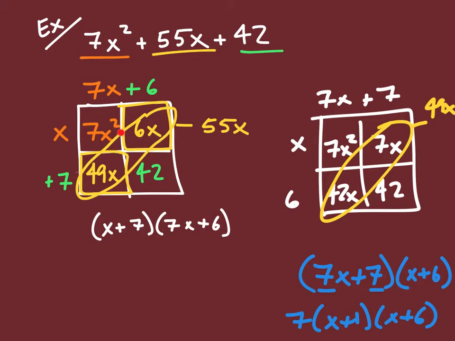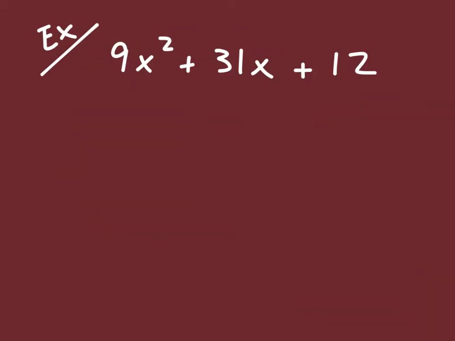Okay, so the box method, just keep trying different things. If you try this first and they're like, oh, well, that didn't work. Well, let's try switching these to see if we get the right answer. All right, and that's the idea. So the last one I want to do is another one where we have a leading coefficient that isn't 1.